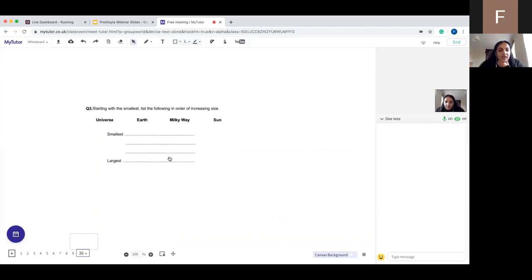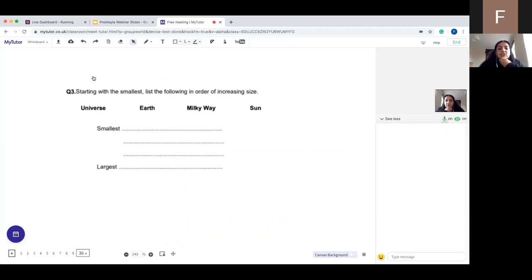Okay, this one's, again, not too hard. Starting with the smallest, list the following in order of increasing size. So our smallest is going to be our Earth, then our sun, then our galaxy, the Milky Way, then our universe.